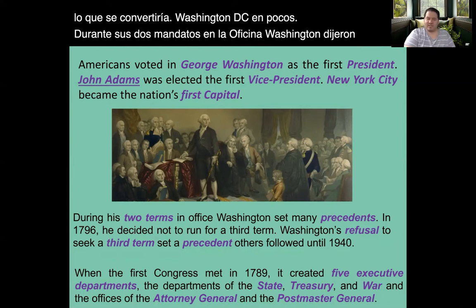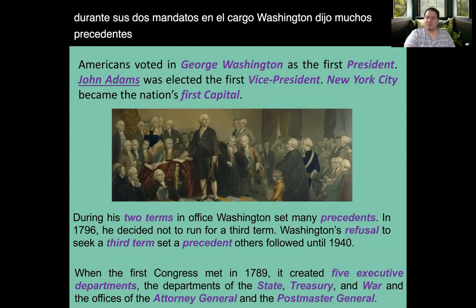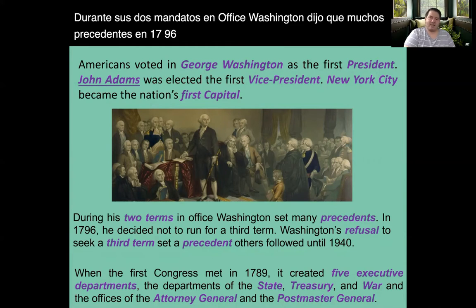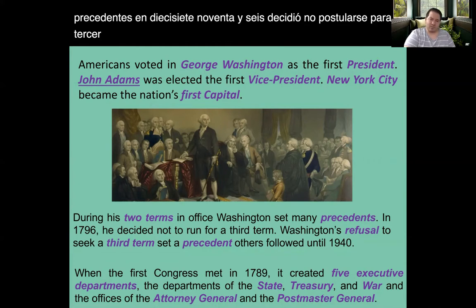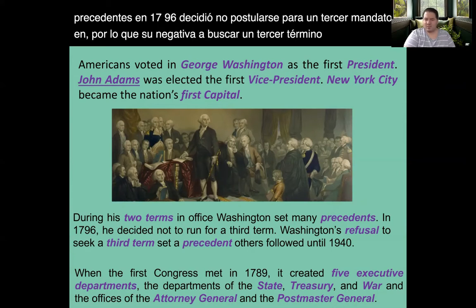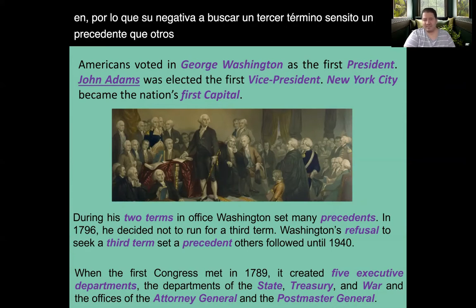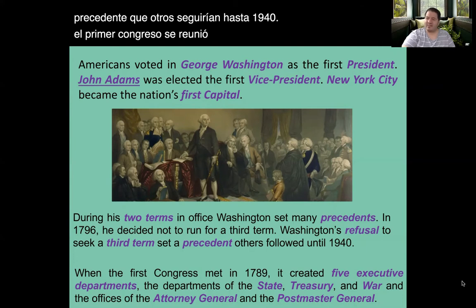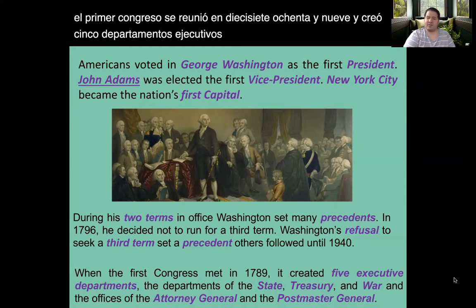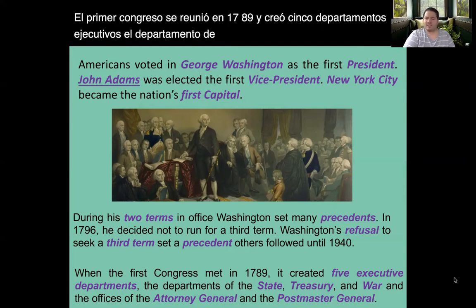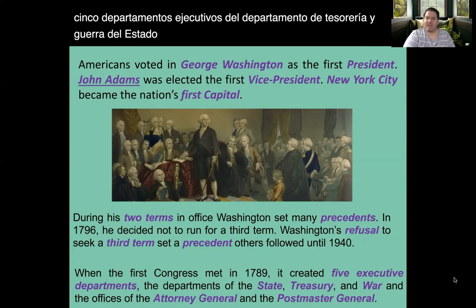In 1796, he decided not to run for a 3rd term. And in so doing, his refusal to seek a 3rd term set a precedent that others would follow all the way up until 1940. The first Congress met in 1789, and it created 5 executive departments. The departments of State, Treasury, and War, and the offices of the Attorney General and the Postmaster.